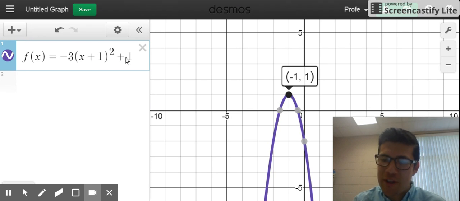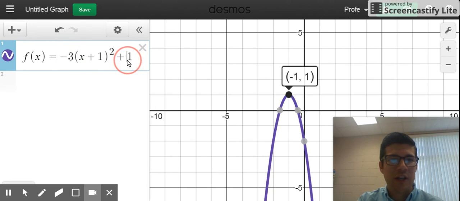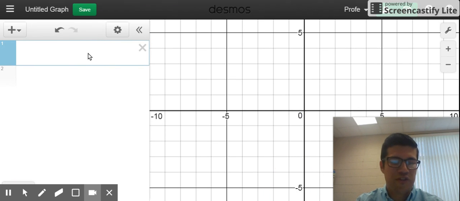All right. Anyway, so I'm going to talk about each individual piece. So you're going to know what this -3 does, what this +1 does, and what this other +1 does. Each is a vital component to this function. And I want you guys to learn this. So back to what we were doing yesterday.